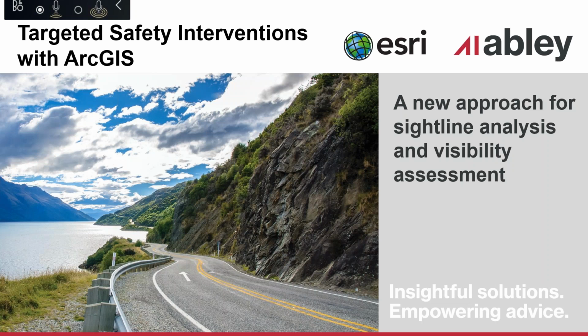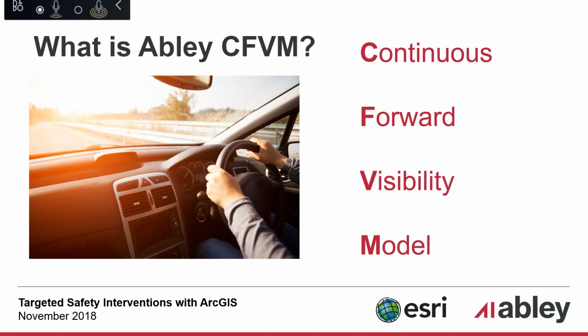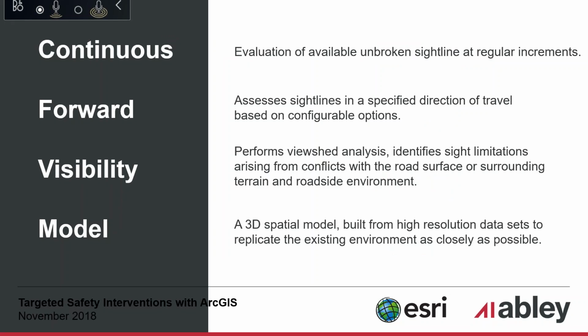What we're now going to move on to, and what Terry mentioned earlier, is an approach for sightline analyses and visibility assessment that we've developed. And we call this the ABLI CFVM, the Continuous Forward Visibility Model. The Continuous Forward Visibility Model is an analytical process that we've developed that evaluates available unbroken sightline at regular increments along a road centreline. It assesses sightlines in a specified direction of travel based on configurable options.